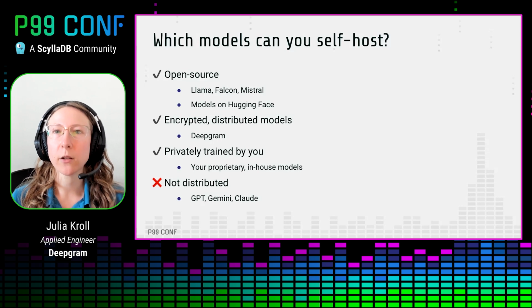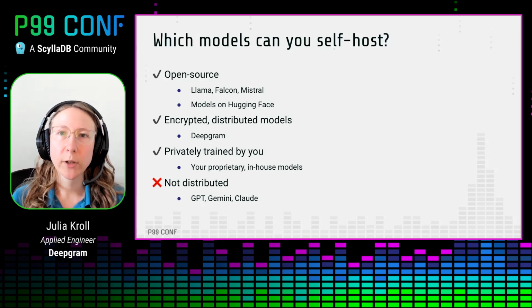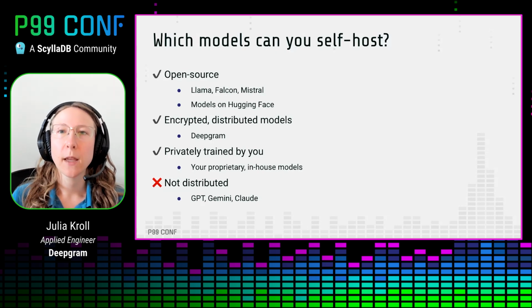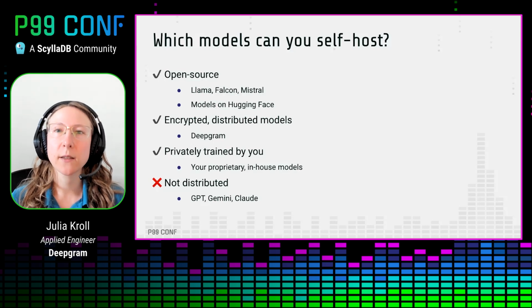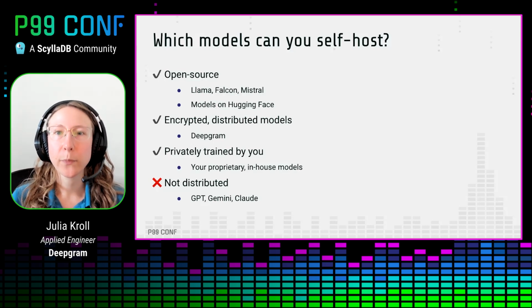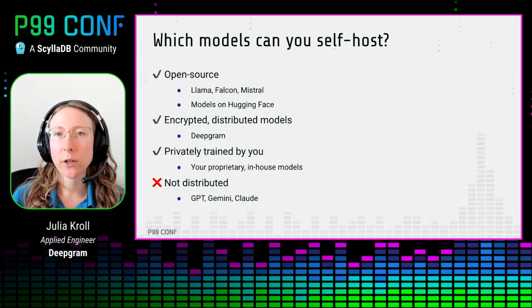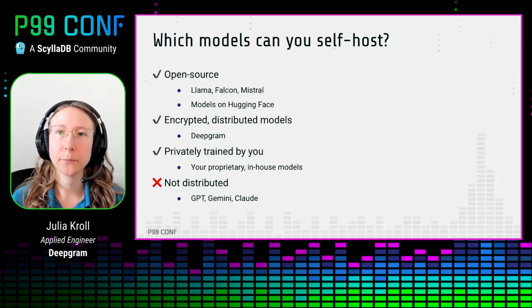There's another type of model that's encrypted and distributed, and this is how Deepgram's models work. Where we do the training, we don't surface all the details of the model weights, but we still provide you those models, we distribute them so that you can run them yourself. And finally, the third category is a model that is privately trained by you. You may have proprietary in-house models that you've developed on your own production data, and so you're not even exposing the model itself. You're just training the model internally and then hosting it for your customers.